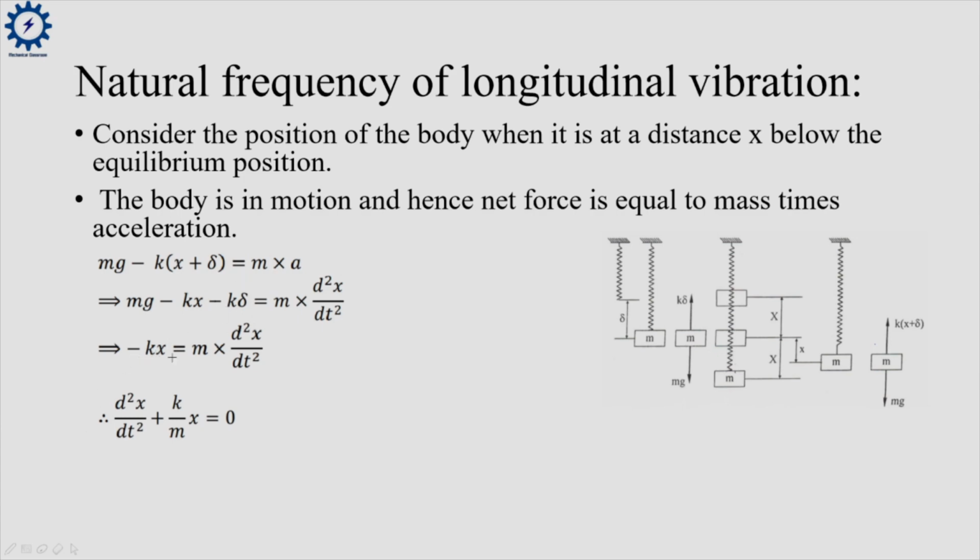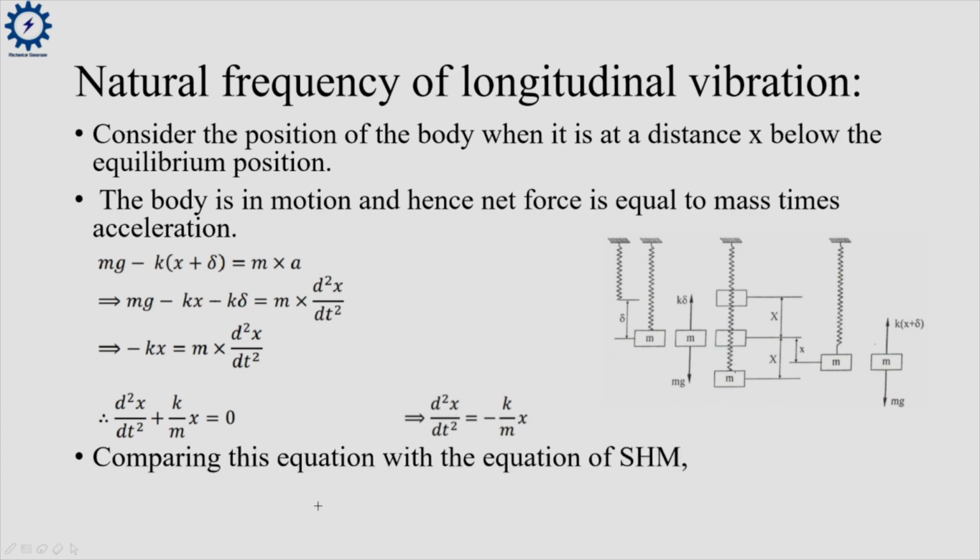We will be getting minus kh equal to m into d square h by dt square. So we will be getting an equation of motion for a vibratory motion. Thus this is the equation of motion. We can write d square h by dt square equal to minus k by m into h. Comparing this equation with equation of motion of SHM, simple harmonic motion, which we will discuss in next video.